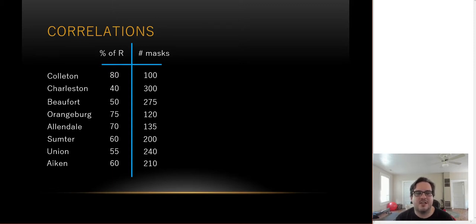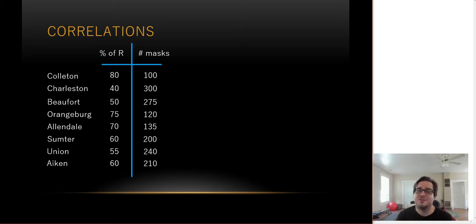So on the left side of this column, we have each of the counties listed: Colleton, Charleston, Beaufort, Orangeburg, et cetera. Then we have the percentage of Republicans. So percent of R is a percentage of Republicans. So if a percentage is some proportion out of 100, for example, I'm saying that in Colleton, maybe 80% of the people are registered as Republican, versus in Charleston, 40%, less than half of the people in Charleston are registered as Republican.